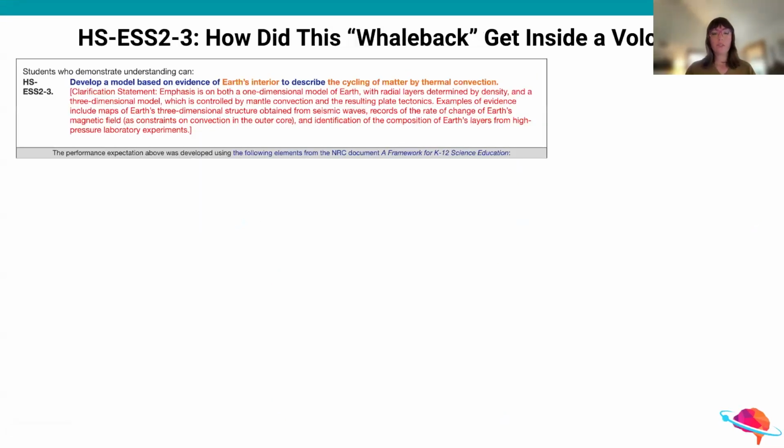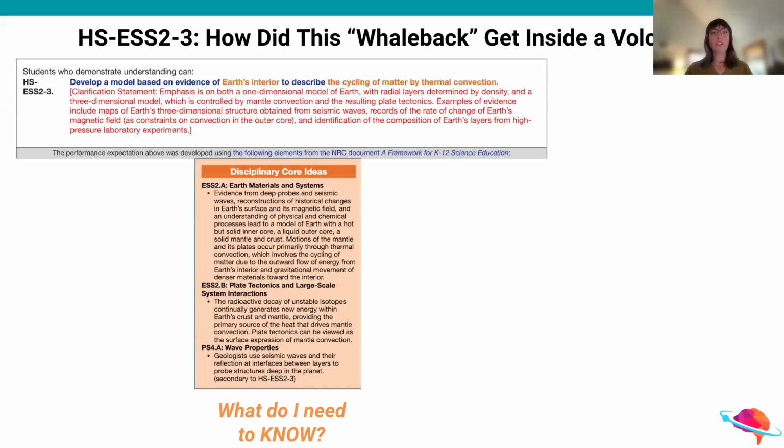So what does this look like? What does this look like in instruction and what does this look like in practice? Well, let's explore what it looks like by digging into a high school earth science performance expectation from the NGSS. And this particular performance expectation asks students to develop a model based on evidence of Earth's interior to describe the cycling of matter by thermal convection.